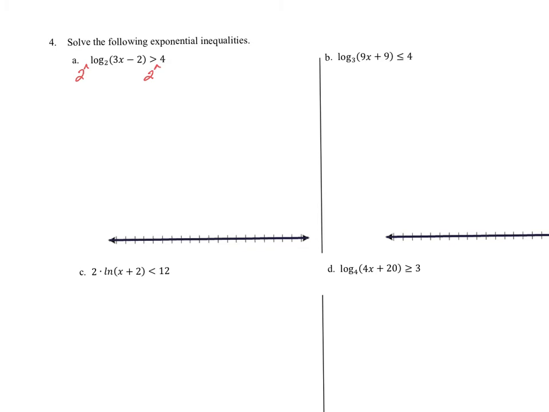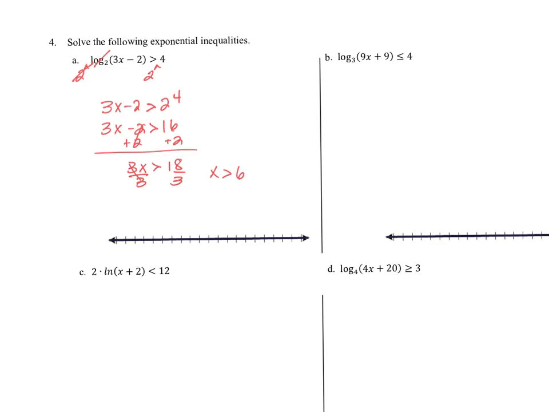We do that because it's log base 2. If it was log base 4, you would raise it to 4. So now what's going to happen? These cancel. And you get 3x minus 2 is greater than 2 to the 4th power. And 2 to the 4th power is 16. So now we're going to solve as usual, right? We're going to add 2 to both sides, and we get that 3x is greater than 18, divided by 3 here. And we get x is greater than 6.